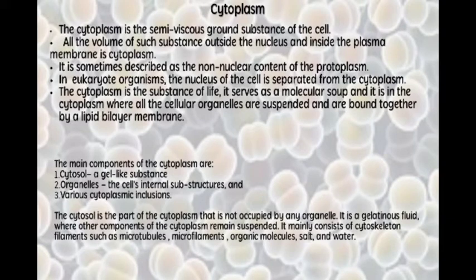Cytosol is a gel-like substance. The cytosol is the part of the cytoplasm that is not occupied by any organelle. Cytosol makes up about 70% of the cell volume and is a complex mixture of cytoskeleton filaments, dissolved molecules, and water. Now, what are cytoskeleton filaments?